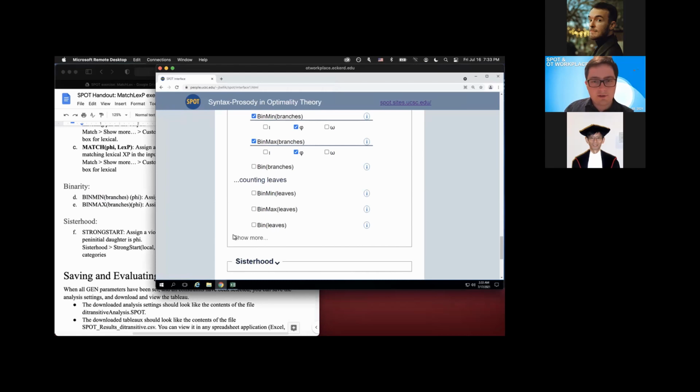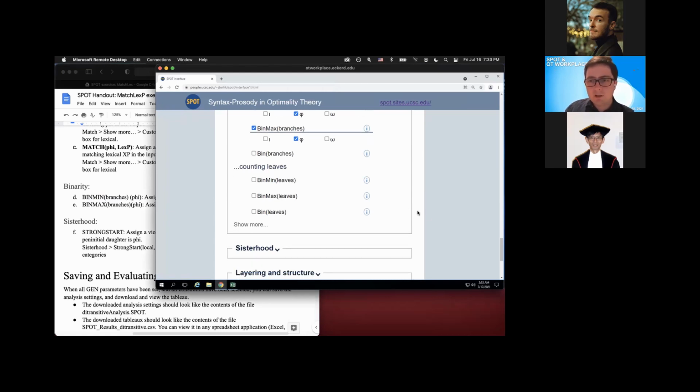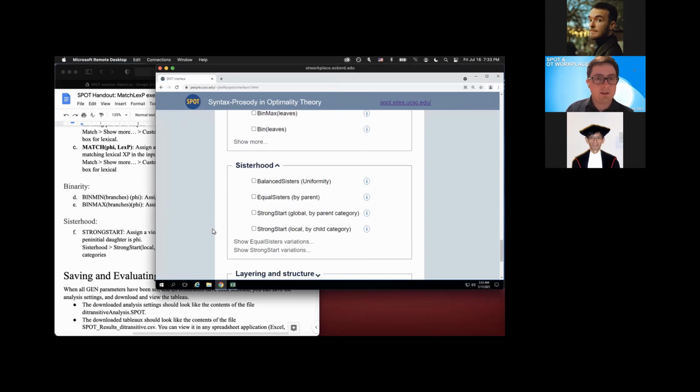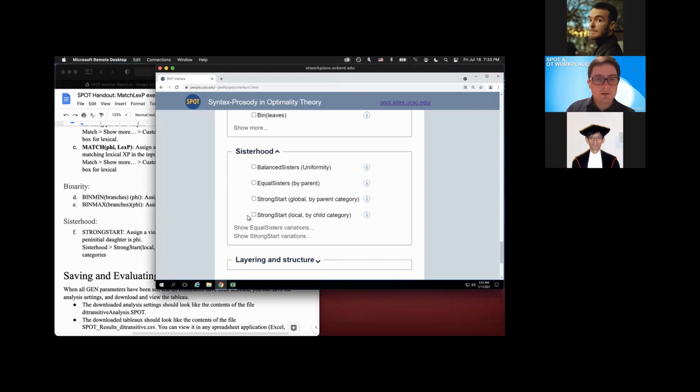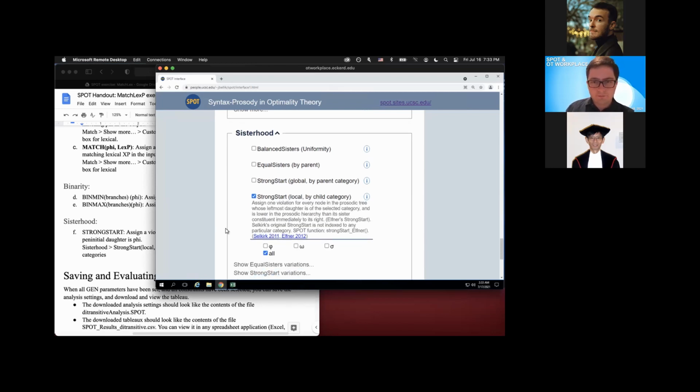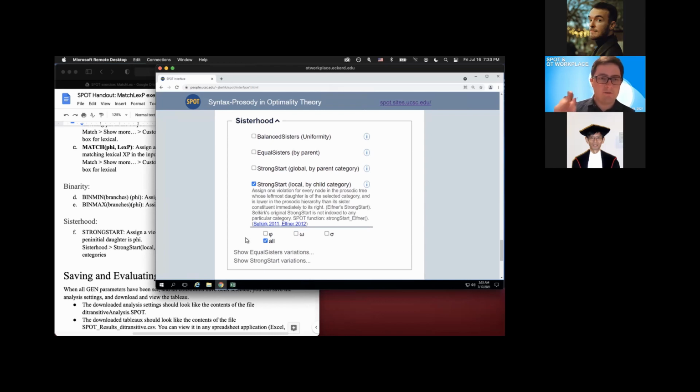So this has been used in a lot of different analyses, like the Selkirk and Lee-Tsonga analysis. And so this is a constraint on sisterhood because it tells us what order we can have our prosodic constituents in. So for this, we're going to click on strong start local by child category. And in this case, we're going to uncheck word, and we're going to say that it can count all categories. But really all it's going to do is say you can't have a word followed by a phi. Okay, so those are the rest of our markedness constraints.